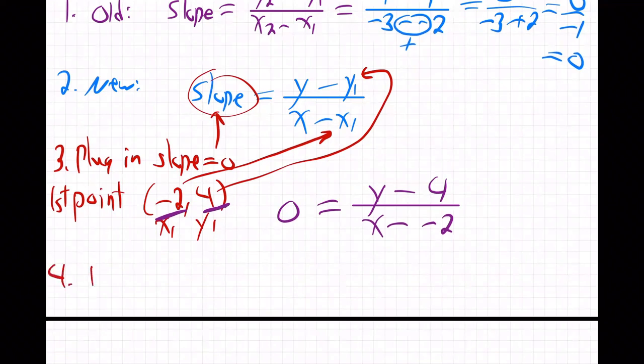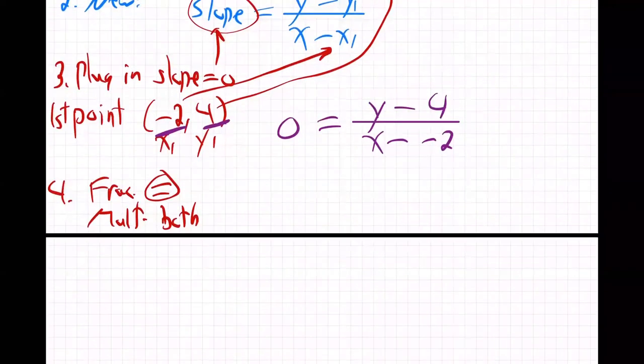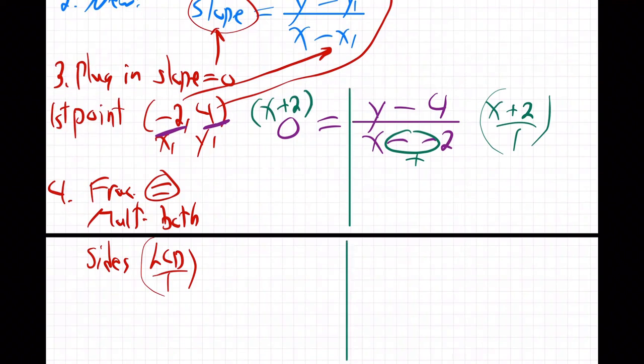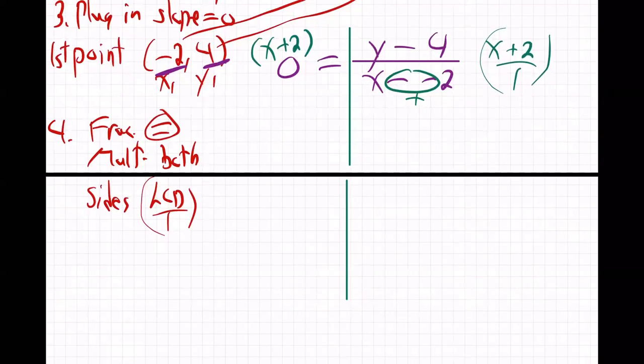Step 4, what do we do when we have fractions with an equal sign? What do we always do? We multiply both sides by the LCD over 1, right? What's the LCD? Well, this double negative is positive. It's x plus 2 over 1. Whatever you do to one side, do to the other. So you see I'm multiplying both sides. Let me bring the wall down here. Both sides by x plus 2 over 1.